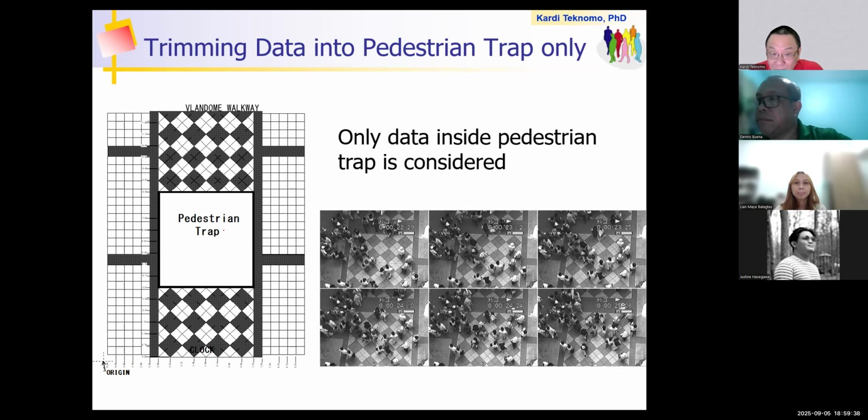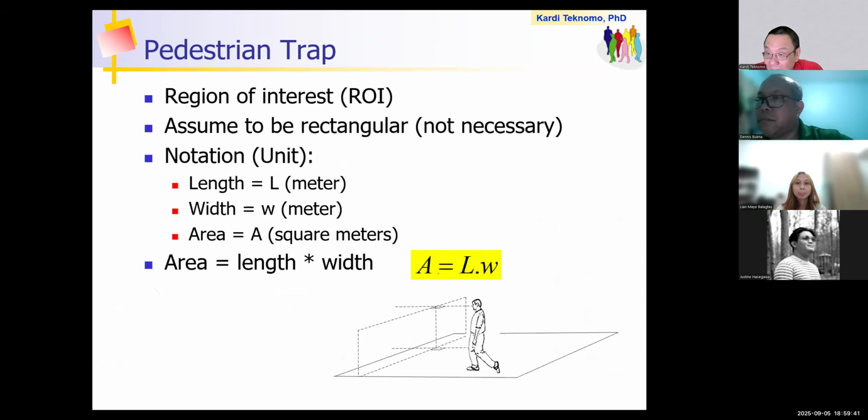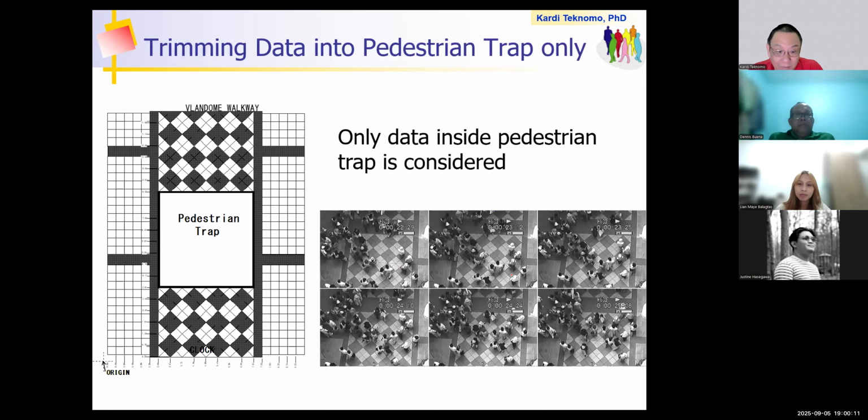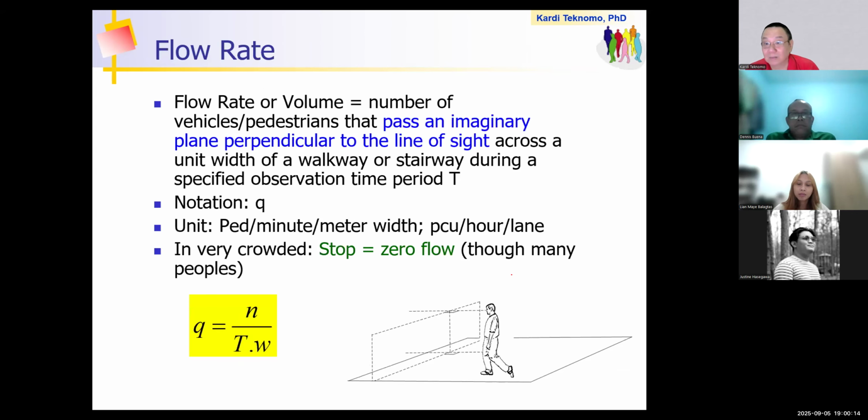How about if we use car? If you use car, the A is just L times number of lanes. W here represents the lane. Instead of meter, now you use lane. It's exactly the same concept, but instead of meter, now you use lane because the lane is standard, usually 3.5 meter. One lane is 3.5 meter. Now, using that, you can get the flow rate.